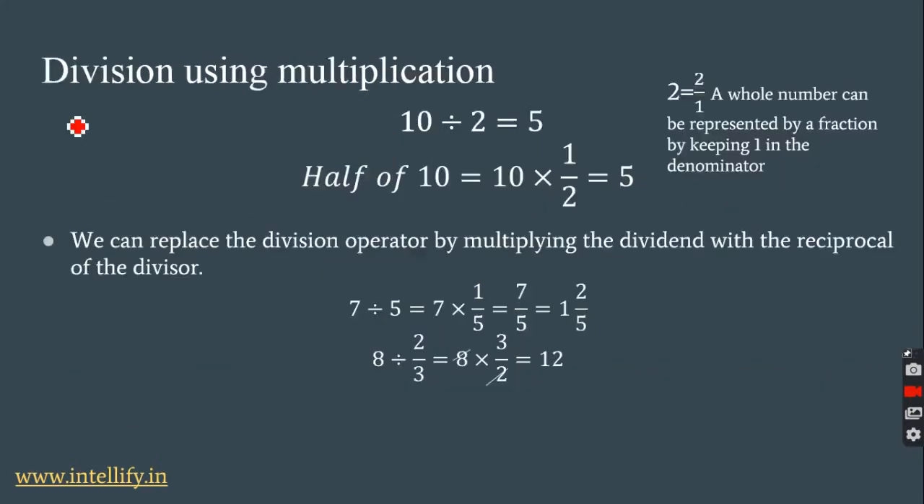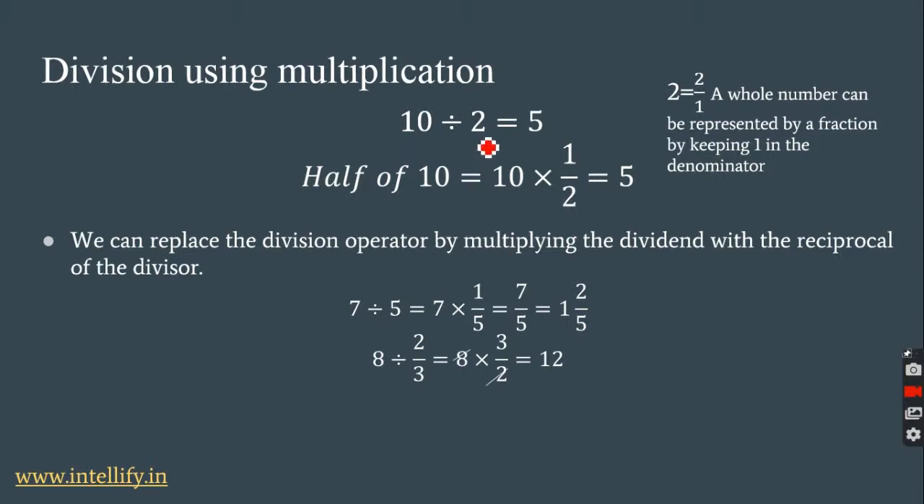So let's see how we can apply multiplication of fraction to perform division. So 10 divided by 2 is 5, and here half of 10, that is 10 into 1 by 2, is also 5. So you can see here we are dividing 10 by 2 and here we are multiplying 10 by half, and both of them give the same result 5. So from that we can see that we can replace the division operator by a multiplication operator if we replace this value, that is the divisor, with its reciprocal.